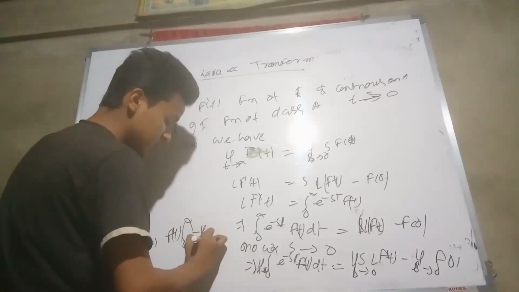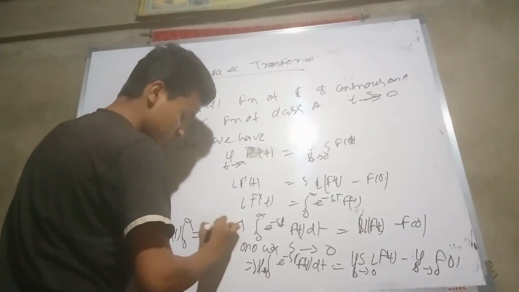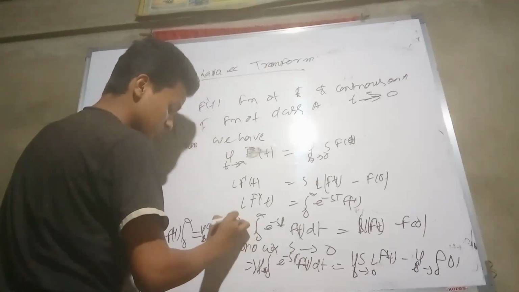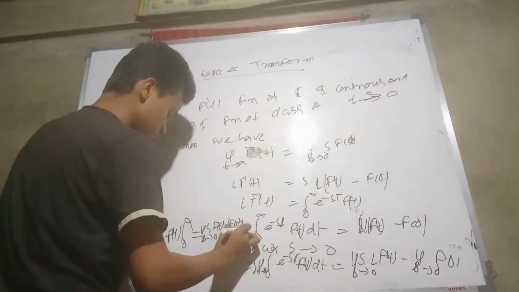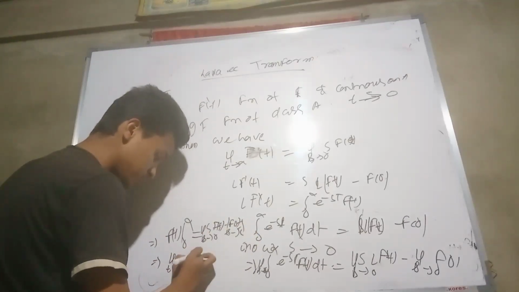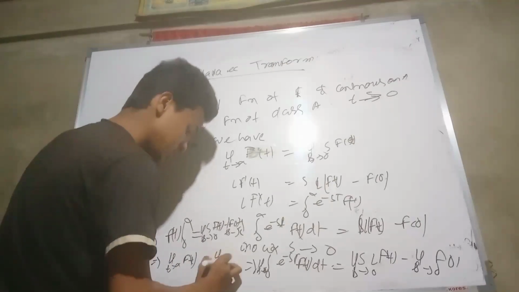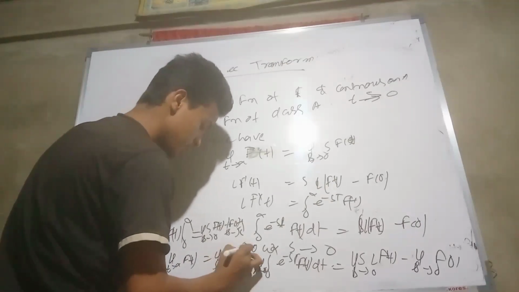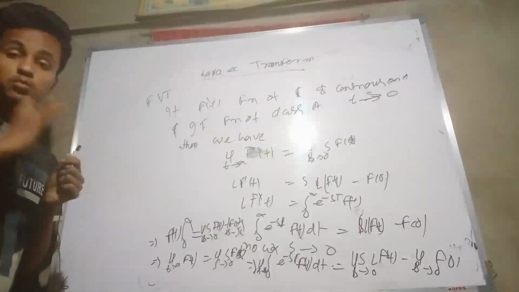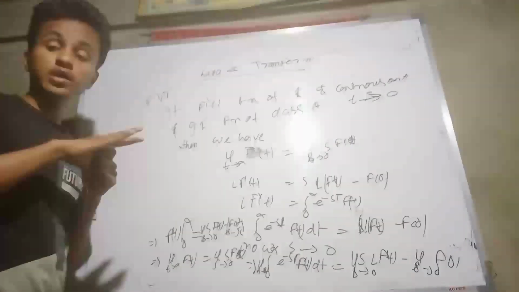So limit s tends to 0 of f(t), f(0), so as s tends to 0, that gives us limit t tends to infinity of f(t) equal to limit s tends to 0 of s F(s). Okay, that is our proof. So we have proved the initial and final value theorem.